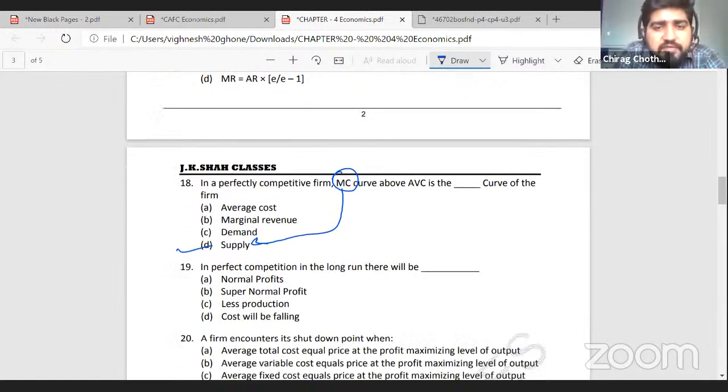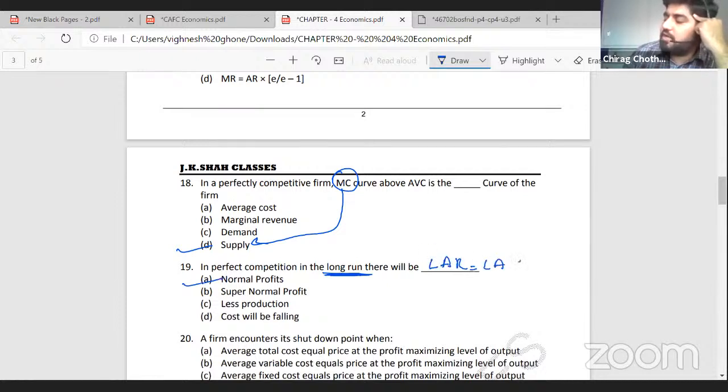Okay. In perfect competition, in the long run, there will be dash. So in perfect competition, in short run, there are three cases: supernormal profit, normal profit, and loss. But in long run, there will be only one scenario, students, and that will be normal profit, where our LAR is equal to our LAC. So it will be normal profit. Okay. In question number 19, the correct option is A.